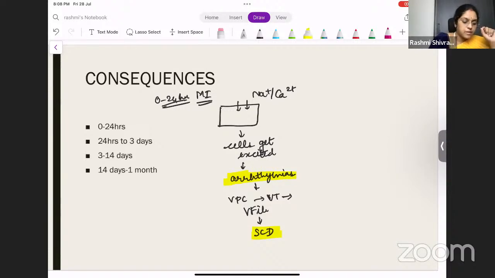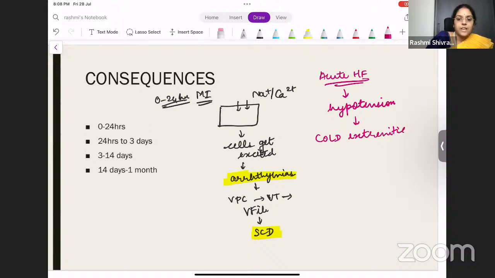One more thing also happens in this period. There is acute heart failure. Because of this acute heart failure, there is hypotension. The patient will have very cold extremities. What is this condition called when the patient is having severe hypotension because of a cardiac cause? This is called cardiogenic shock. So in acute heart failure, there is hypotension.